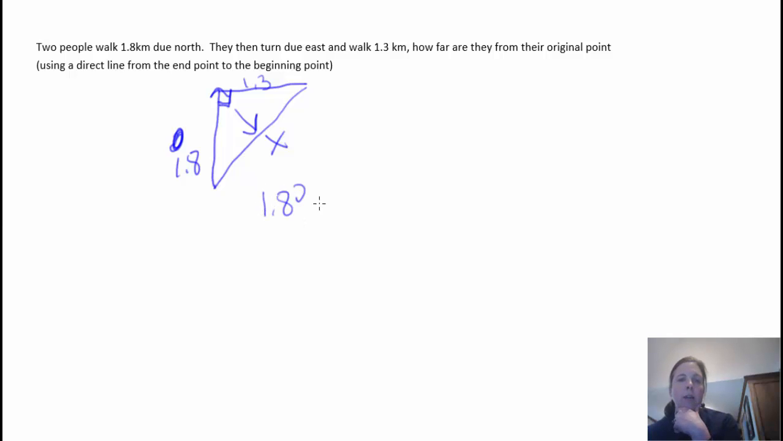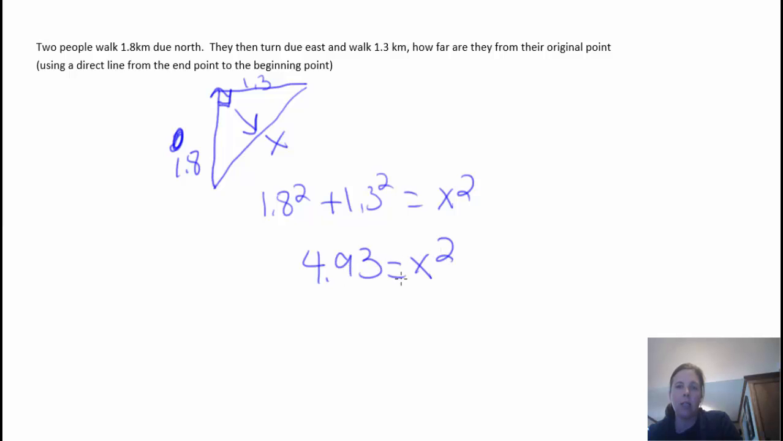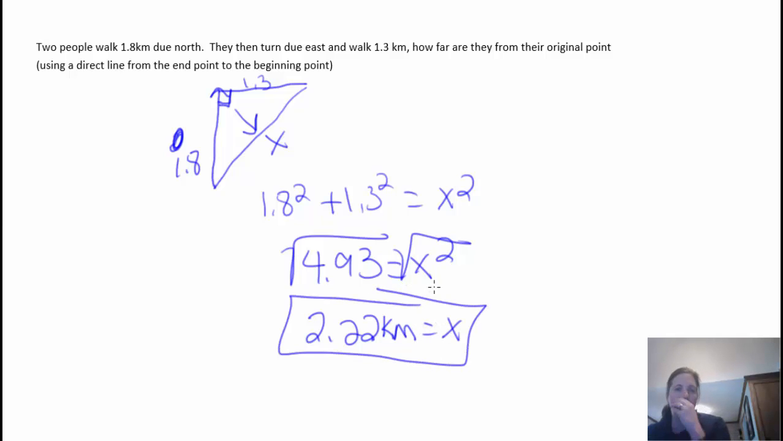So 1.8 squared plus 1.3 squared equals x squared. So 1.8 squared plus 1.3 squared equals 4.93 equals x squared. Then you have to take the square root. Again, don't forget to take the square root. You don't want to leave it at, we're not looking for x squared, we're looking for x. So 2.22 kilometers is how far away they are. Okay, and it's bigger than those two, so that's good.